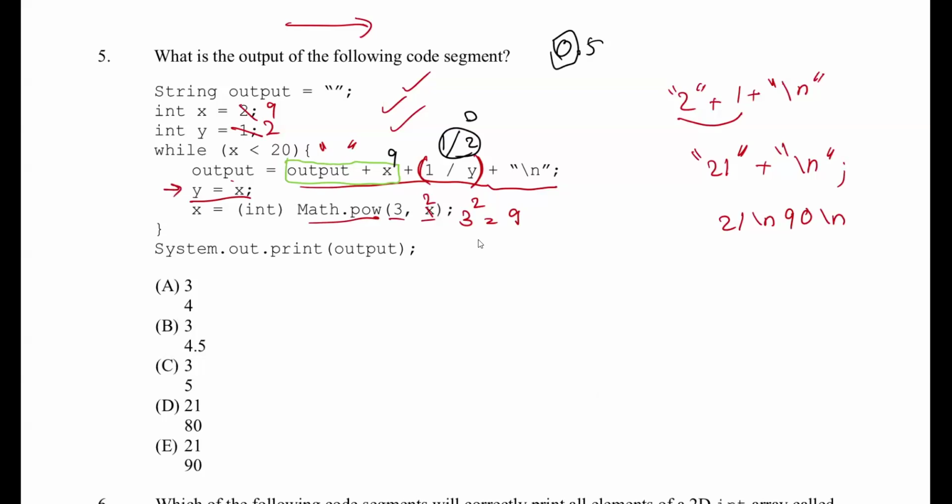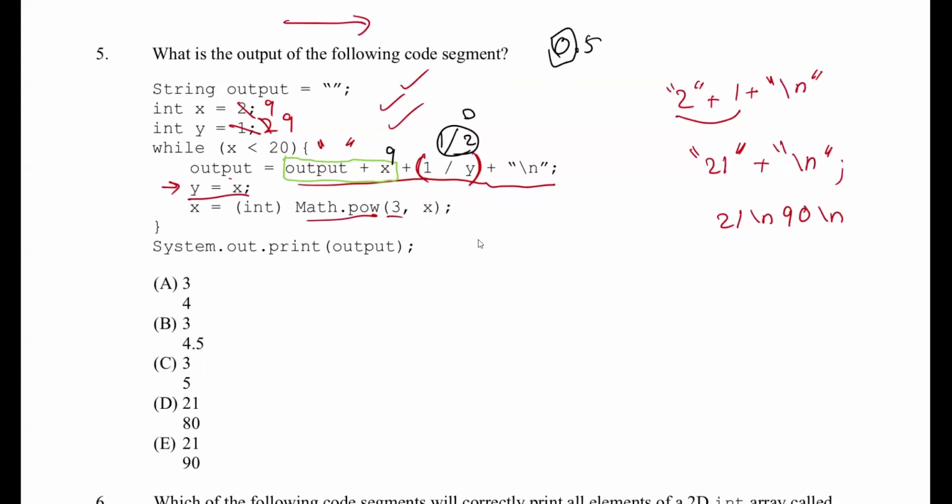The next line is here. We got x is 9, so we put 9 to the y. So y became 9, and x became 9: 3 to the power of 9. Think about it, is it going to be greater than 20? Obviously yes. You don't need math to solve it, just try to make sense.